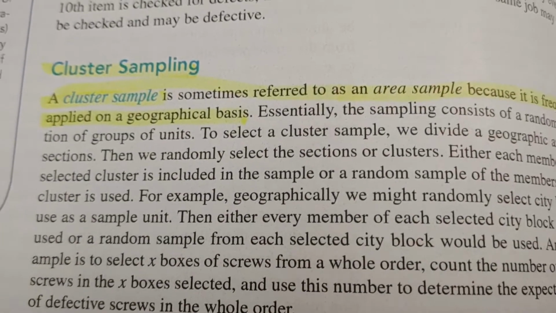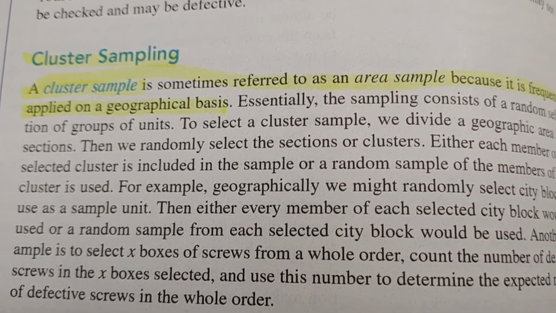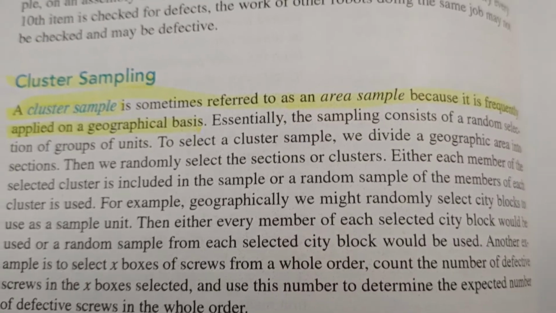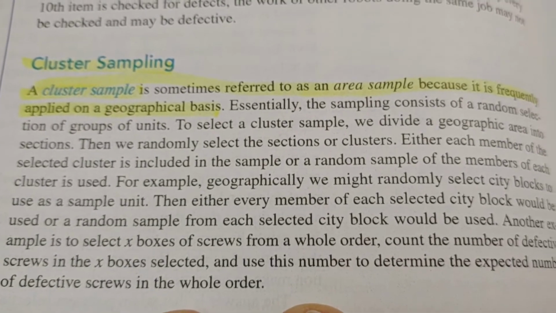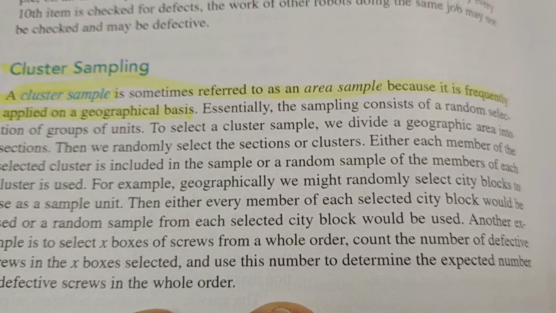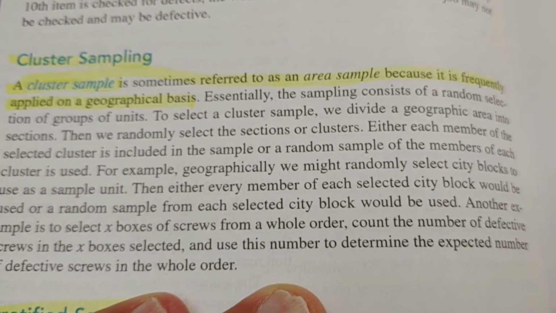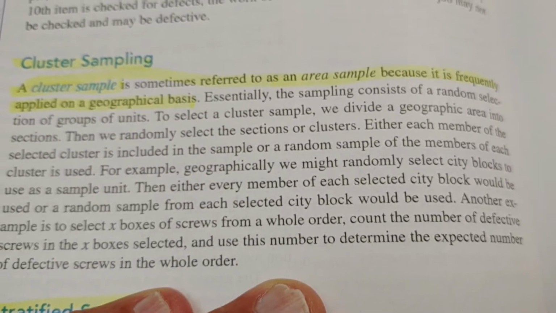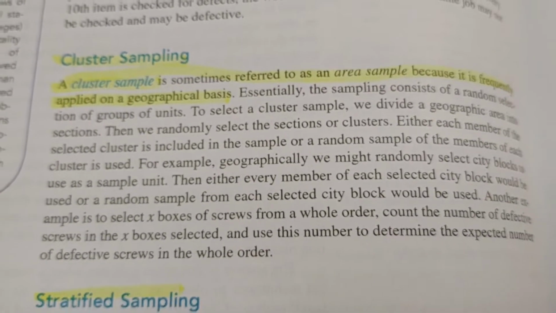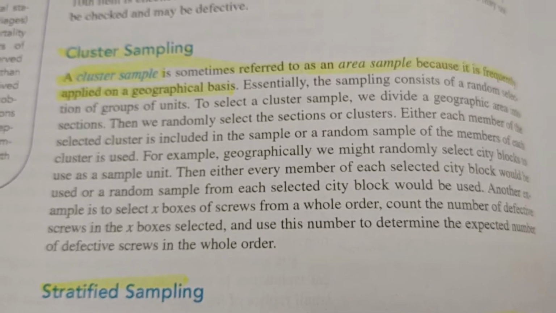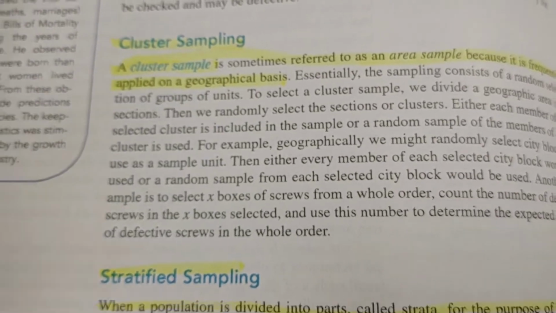Cluster sample. Cluster sample is sometimes referred to as an area sample because it is frequently applied on a geographical basis. Essentially, the sampling consists of a random selection of groups of units. To select a cluster, we divide a geographical area into sections. Then we randomly select sections or clusters. So what this would be like is having a huge development, and then putting the clusters in terms of streets, and then randomly selecting a street.